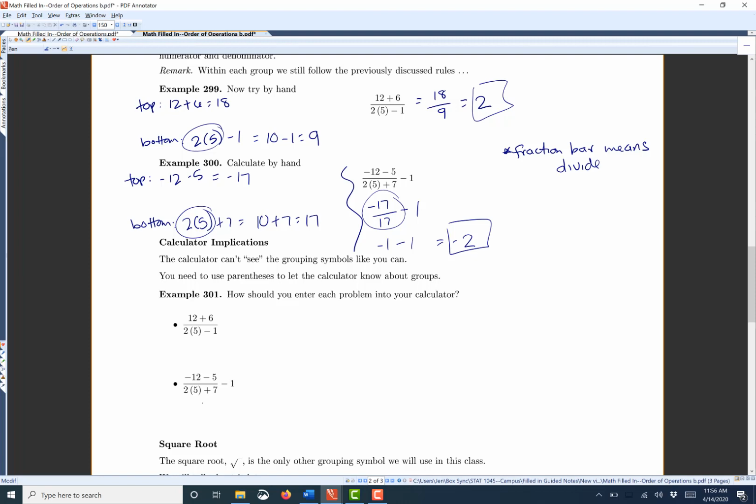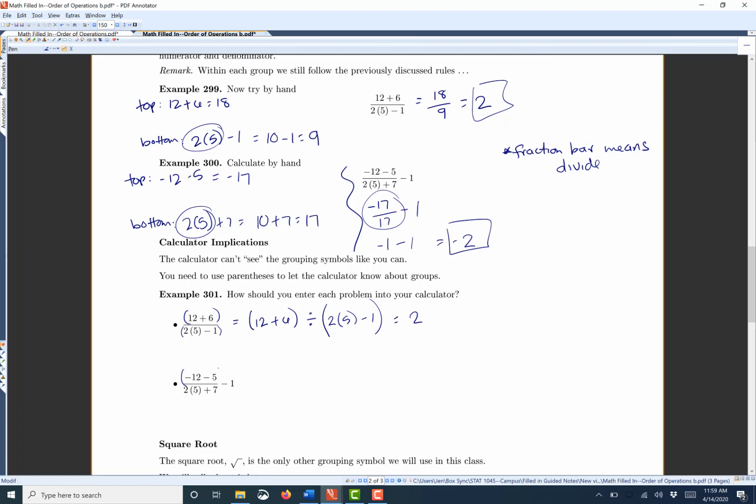These are kinds of things that we might put in our calculator in this class, so make sure you know how to do it. So I would have to put parentheses around everything on the top and everything on the bottom. So let's see what that would look like. In my calculator, I would do parentheses 12 plus 6 parentheses divided by, then I need a big set of parentheses, 2 times 5 minus 1. Now at this point you can do 2 and parentheses 5 to do 2 times 5 or do the times symbol. Your calculator will recognize it either way. But you should again get 2.